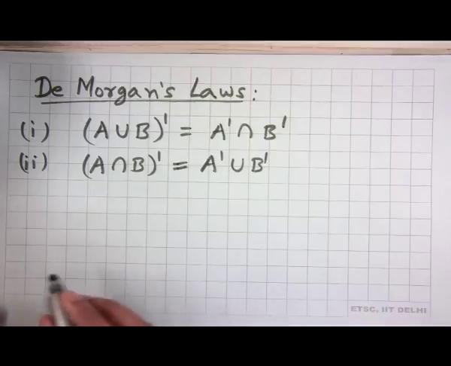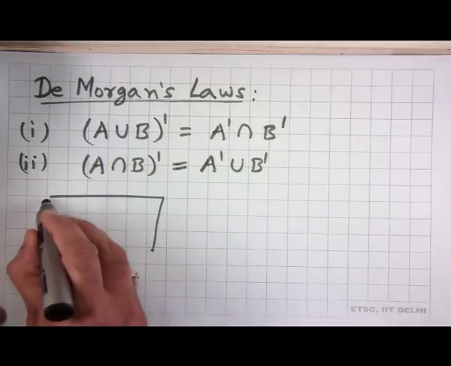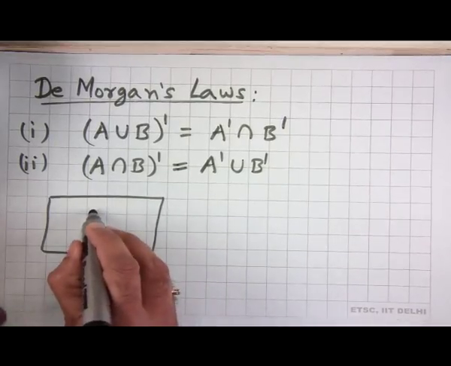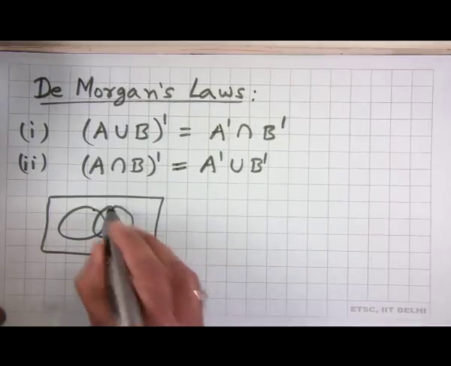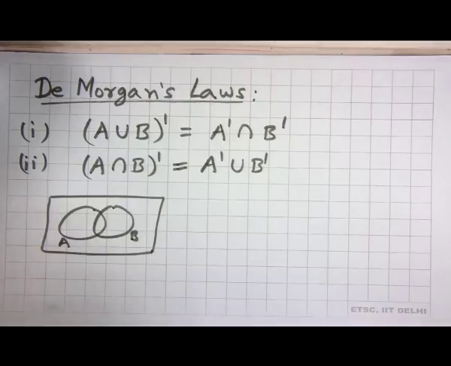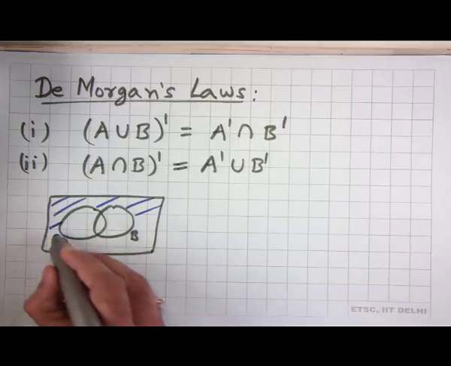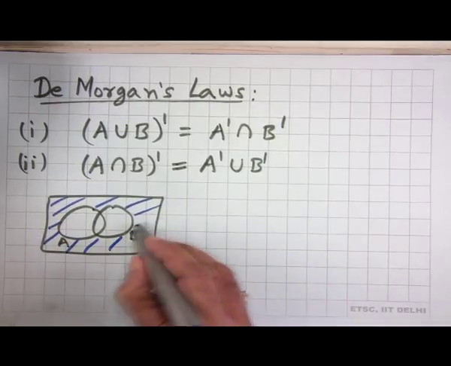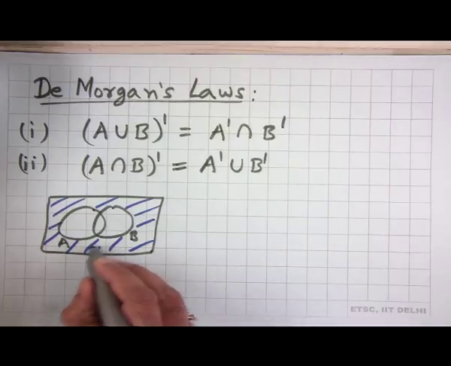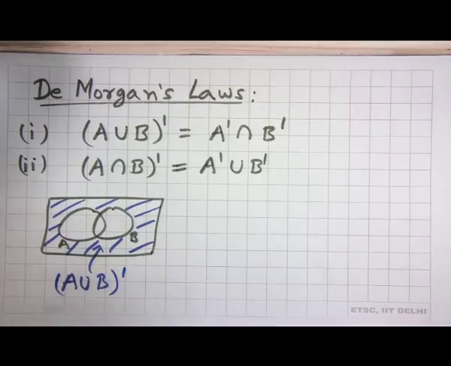Again, this one you can see by drawing a diagram. If you draw a Venn diagram, A union B complement is everything which is not in A and not in B. So, this part is A union B complement. What about A complement and B complement?